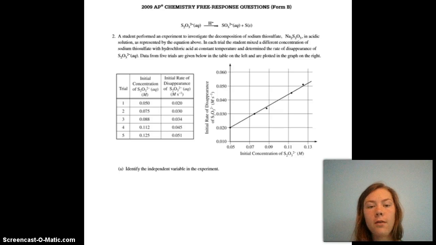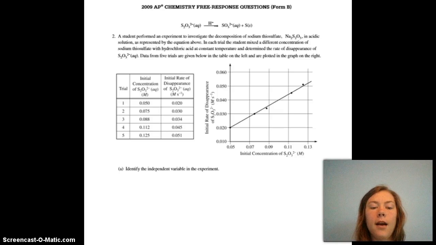Okay, so a student performed an experiment to investigate the decomposition of sodium thiosulfate. Sodium thiosulfate in acidic solution is represented by the equation above. Each trial, the student mixed a different concentration of sodium thiosulfate with hydrochloric acid, at constant temperature, and determined the rate of disappearance of thiosulfate. Data from 5 trials are given below in the table on the left and plotted in the graph on the right.